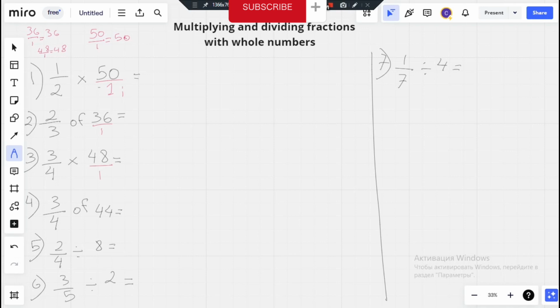1 times 50 equals 50. 2 times 1 equals 2. So this is an improper fraction. The number on the top is bigger than the number on the bottom. So what we do is divide it. So it's 50 divided by 2.